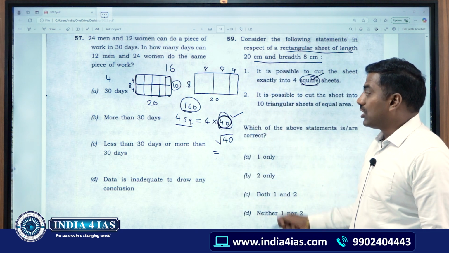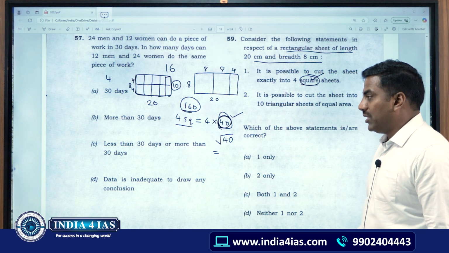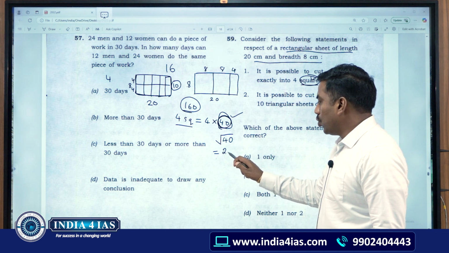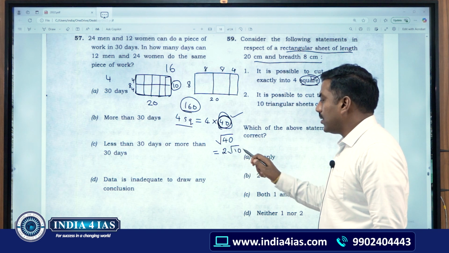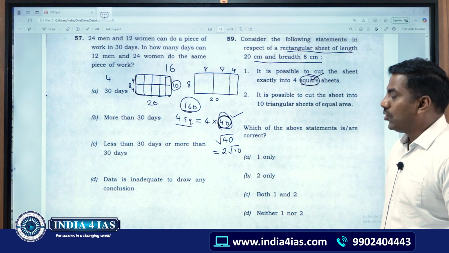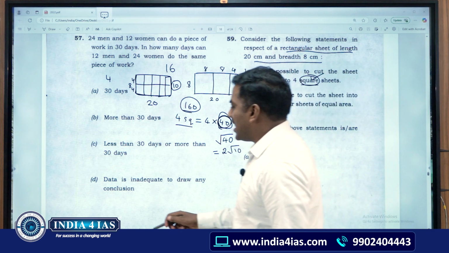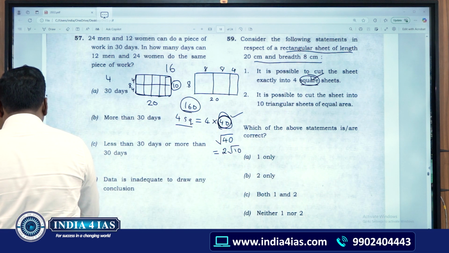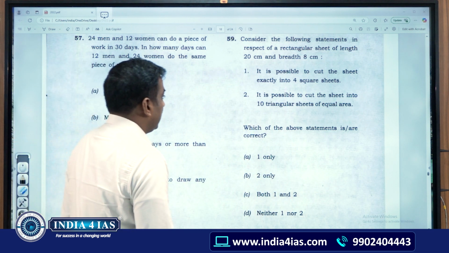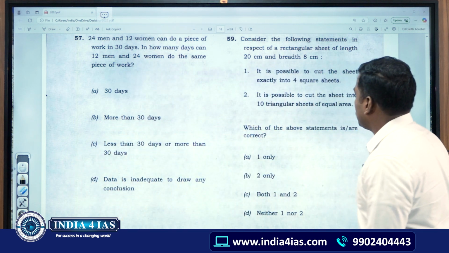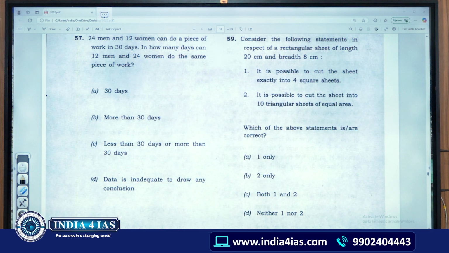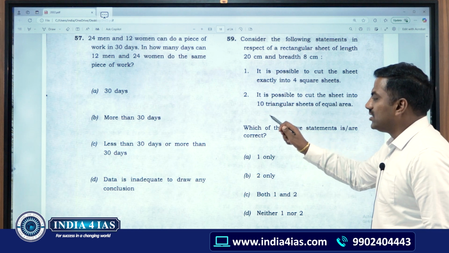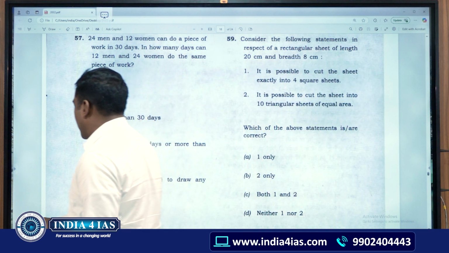So this is not a possibility here, because root 40 is equal to 2 root 10. So it is very difficult to get that dimension. So let us look into the other statement. It is possible to cut the sheet into 10 triangular sheets of equal area. How to do that?